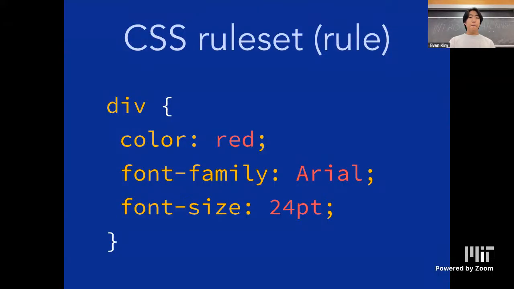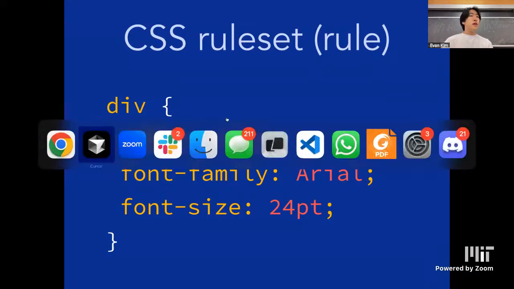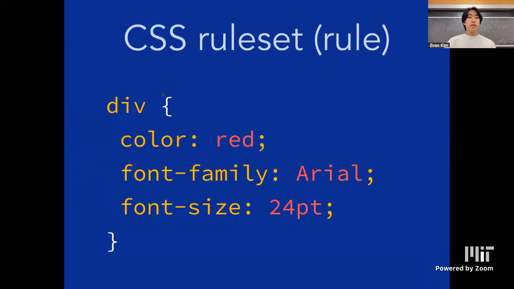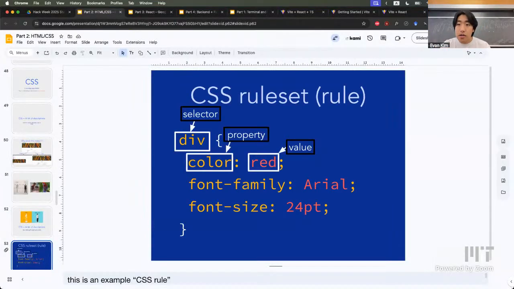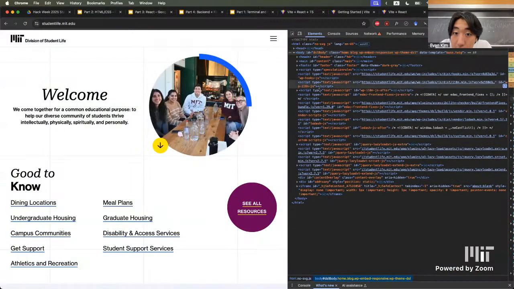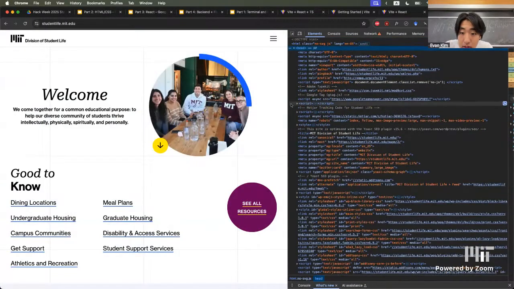A pretty basic example of what CSS looks like is it usually looks like these open brackets with specifications for how you should style something. Actually, if we go back to the actual website, let's see.